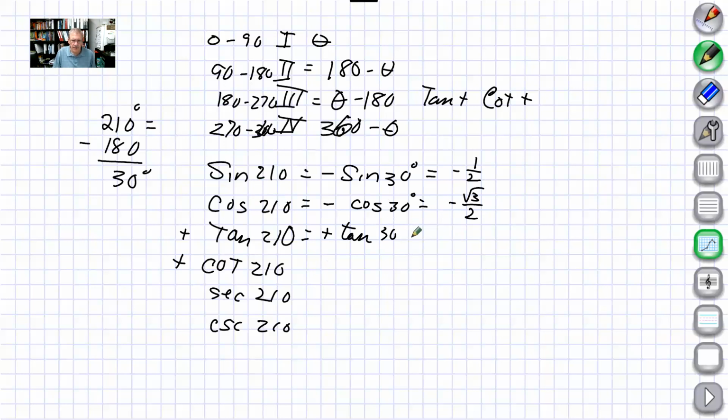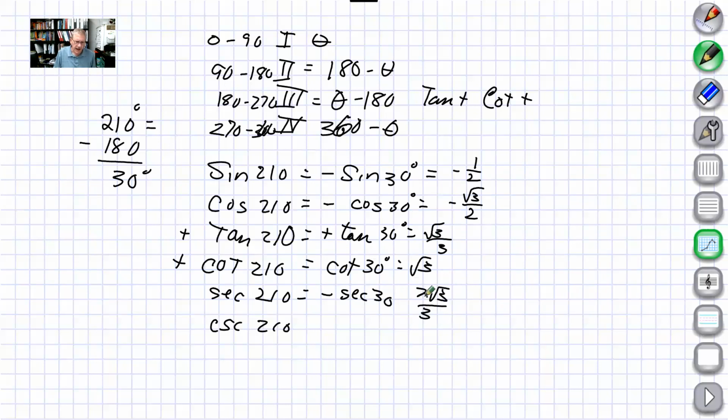Okay, so that's going to be positive, and this would be 1 over the square root of 3, or radical 3 over 3. Okay, the cotangent, I had written it down. That's going to be positive. That's equal to the cotangent of 30 degrees, which is radical 3. The secant is going to be negative, secant 30. And on my paper, I had 2 radical 3 over 3.